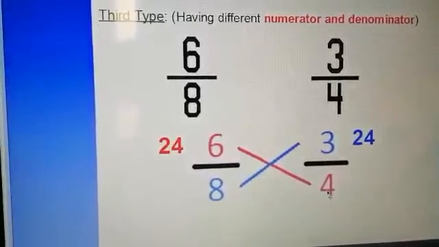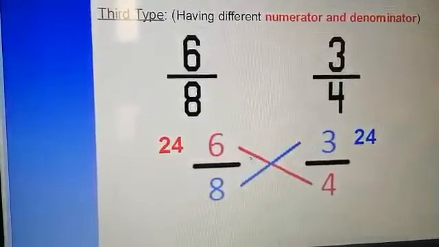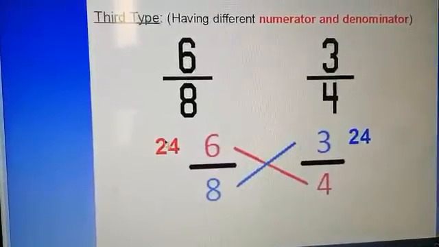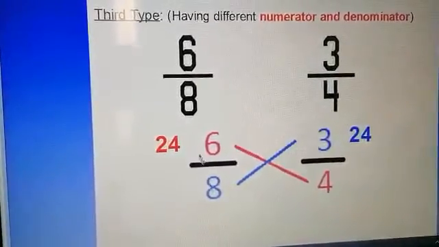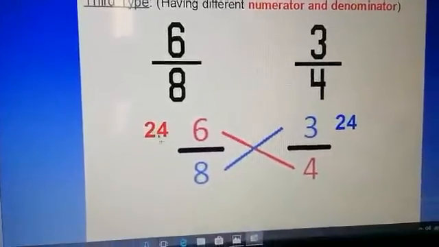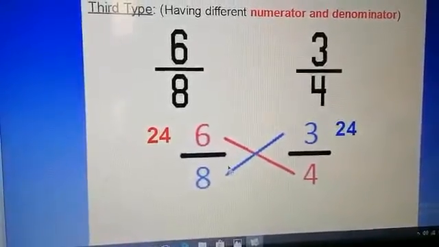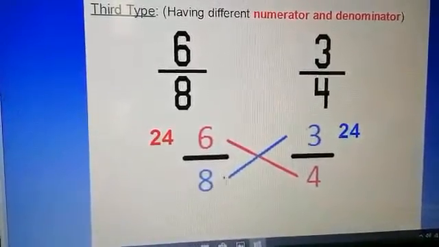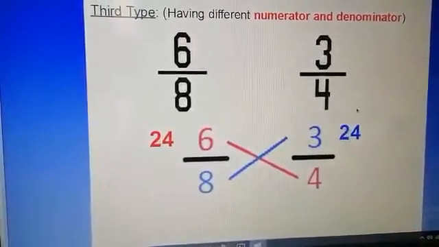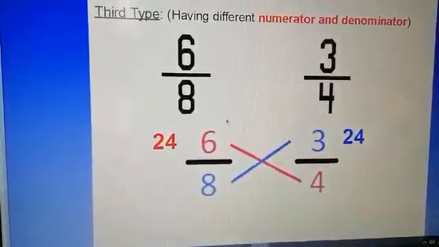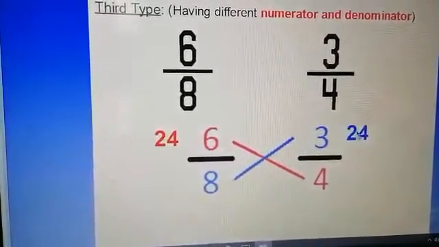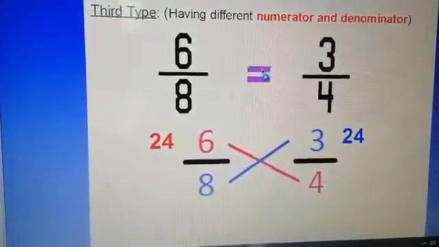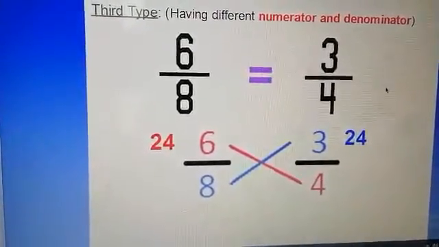We have to multiply this denominator by the numerator of the other fraction, like this, 4 times 6. 4 times 6 equals 24. And write 24 up next to the numerator. Then we multiply 8 times 3, the denominator times the numerator of the other fraction. 8 times 3 equals 24. Write 24 next to the numerator. So we have 24 on this side, 24 on the other side. So these two fractions are equal. 6/8 is equal to 3/4.